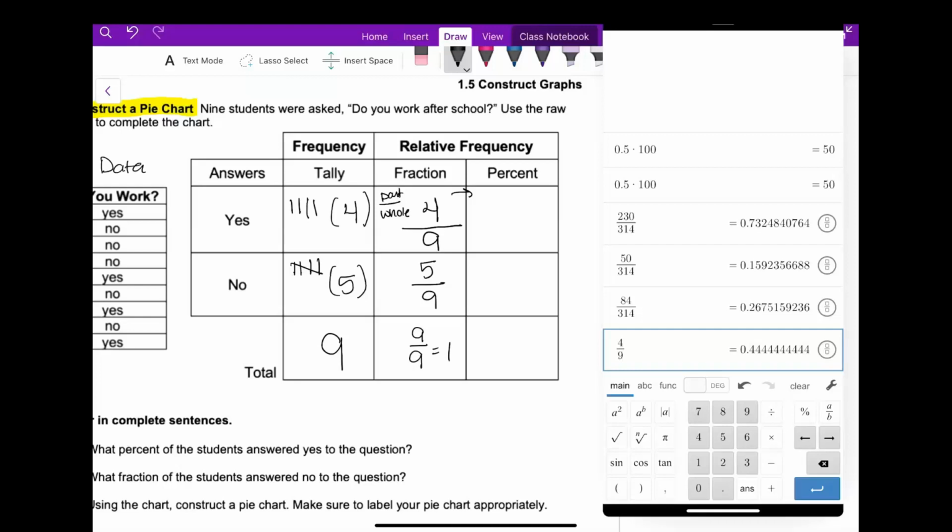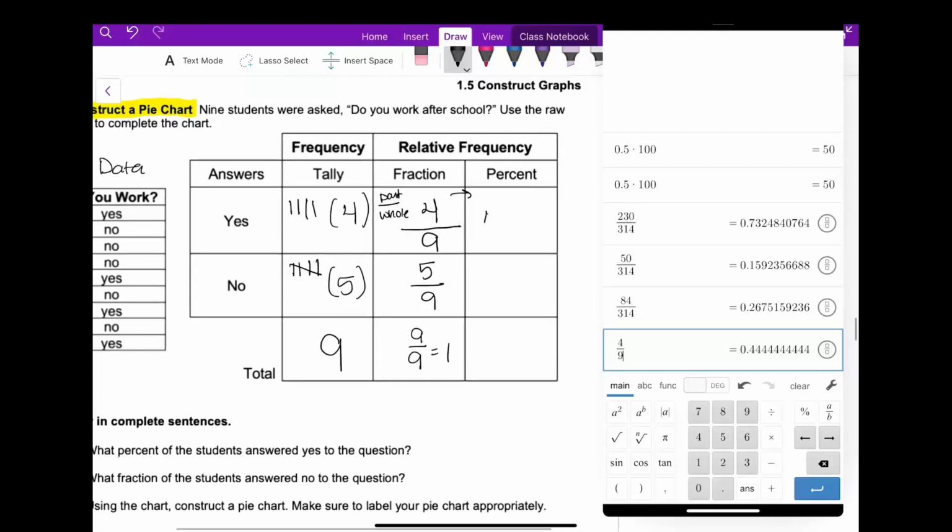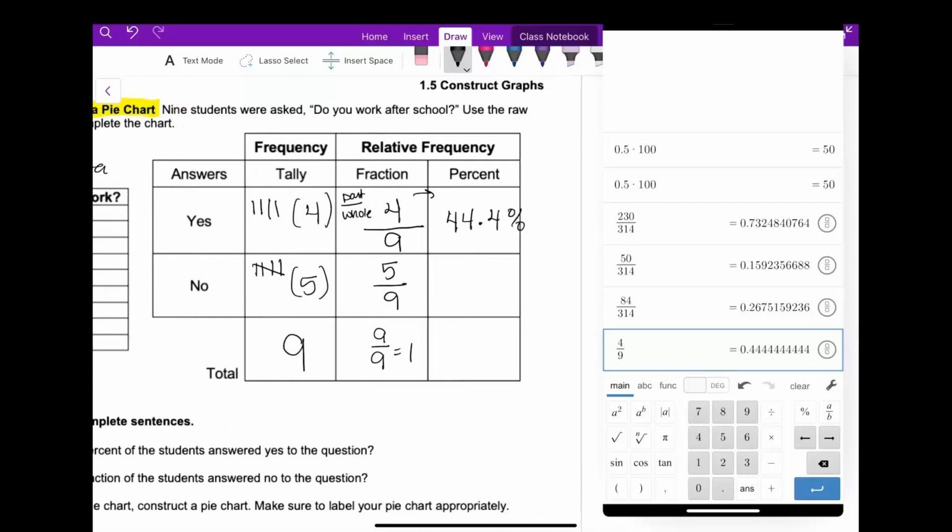So I see 0.444444. It does not specifically tell you what to round to, so I'm going to round to 1 decimal place. I always change it up for you guys so you get a little bit of practice. That means that the fourth digit is not bigger than 5 and does not make me go up. So I'm going to end up with 44.4%. How about 5/9?